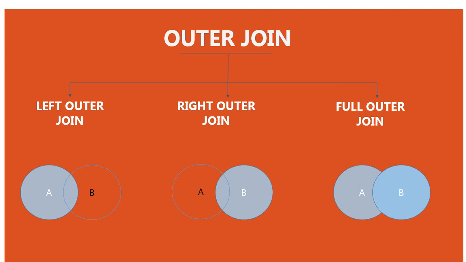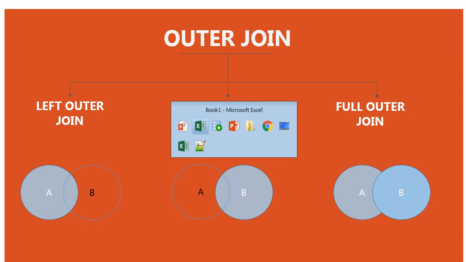So how do we write a full outer join query? Let me write the query and then we will explain.